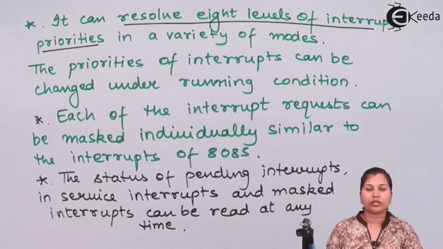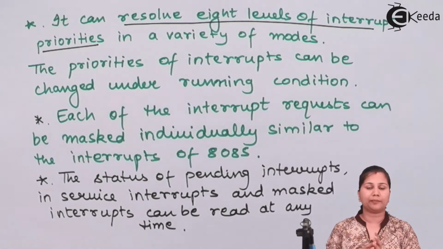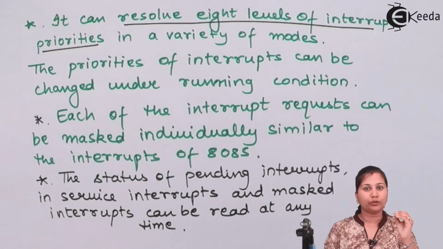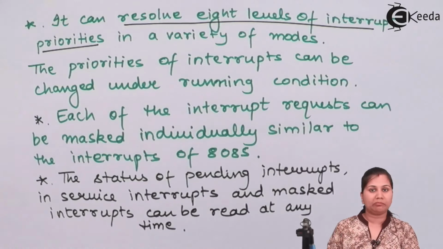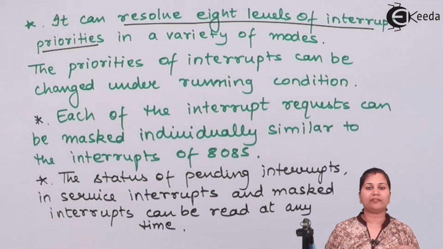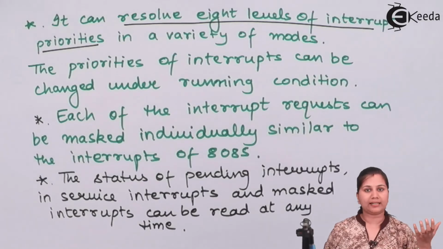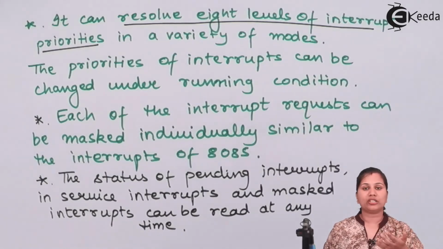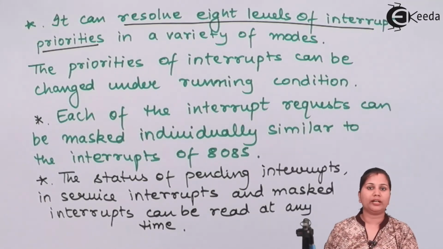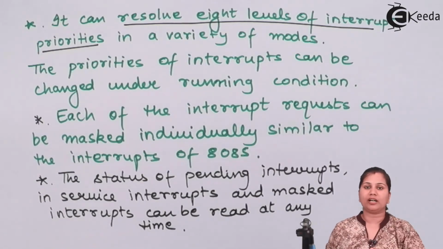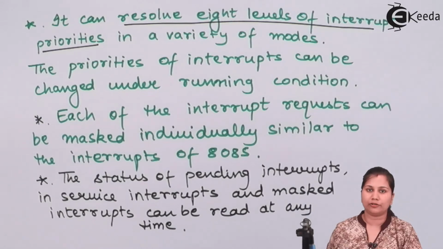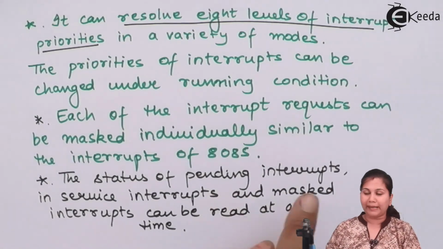Now when multiple interrupts are given to the microprocessor, suppose there are 4 interrupts and the 8259 is executing one interrupt, one interrupt will be pending, and one interrupt will be masked. The status of the interrupts, that is which interrupt is currently executed by the 8259, which is pending, and which are masked, can be read at any time by the microprocessor if we are using this 8259 PIC controller.